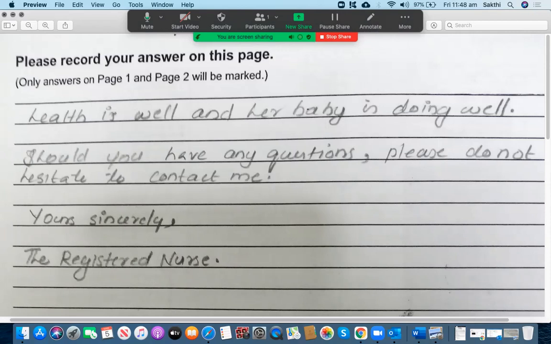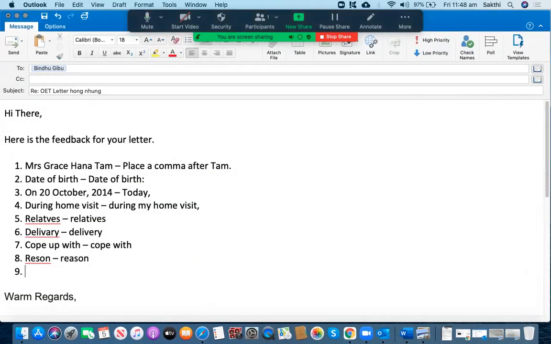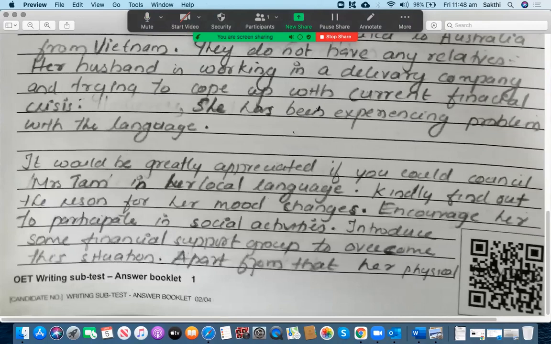Okay. Encourage her to participate in social activities. Encourage. You could have used and then linked this phrase, because it's not recommended to write down only simple sentences. When I look at this one, you have written only simple sentences throughout this letter. Look at this one: the one that starts with "kindly find out" is a simple sentence, and then "encourage her" is again a simple sentence, and then "introduce some" is again a simple sentence.